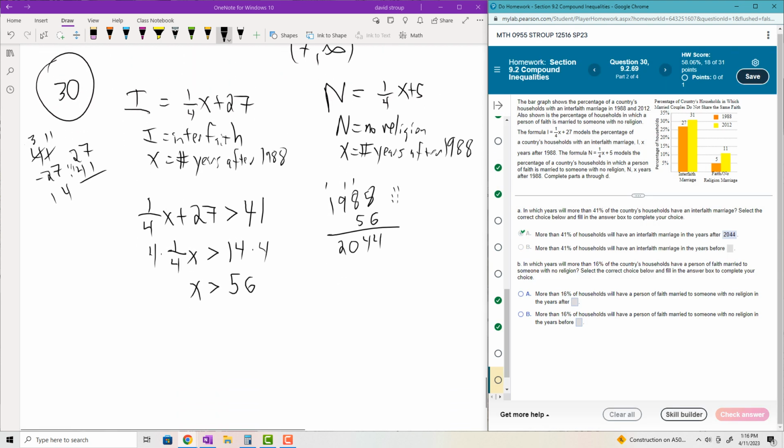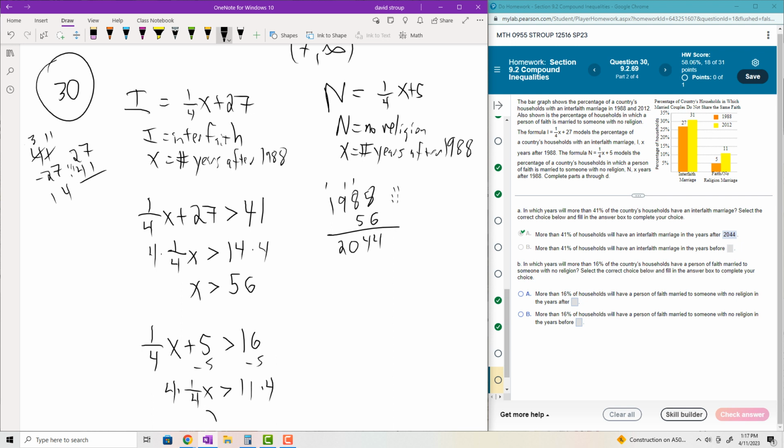Now they go to the no faith version, and ask the same kind of question, but with 16% instead of 41%. So you take the n formula, 1/4 x plus 5, and we want to know when that's going to be more than 16. Okay. So I'm going to move the 5 over. I have 1/4 x greater than 11. Multiply both sides by 4. So x greater than 44, and figure out when that is.